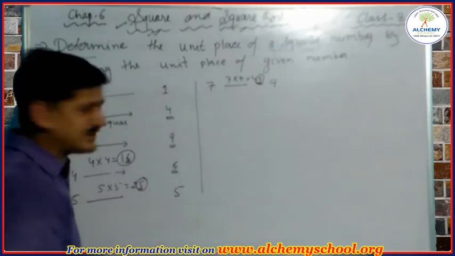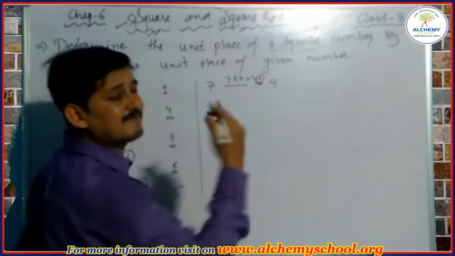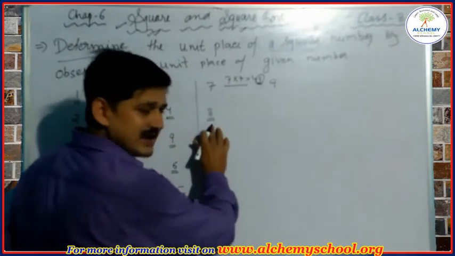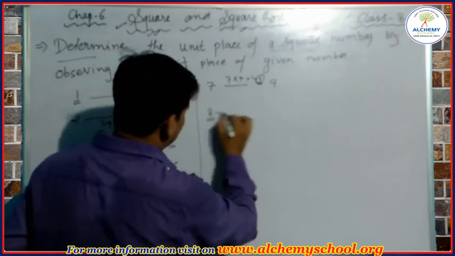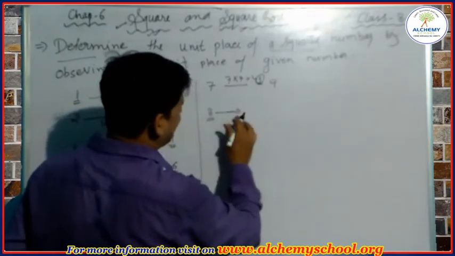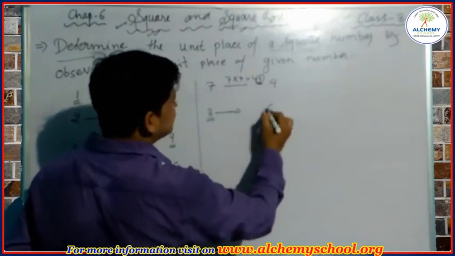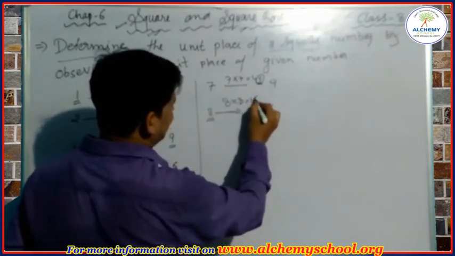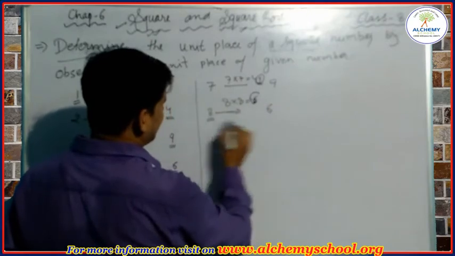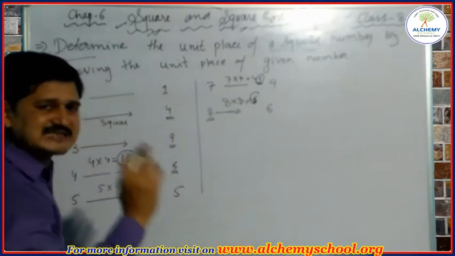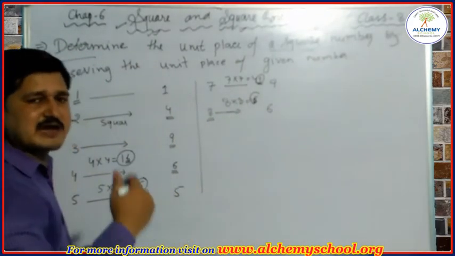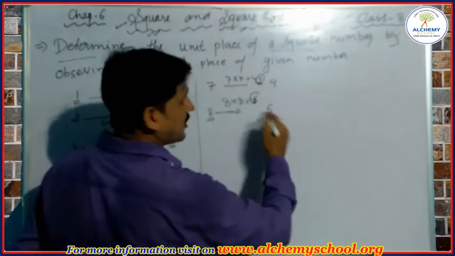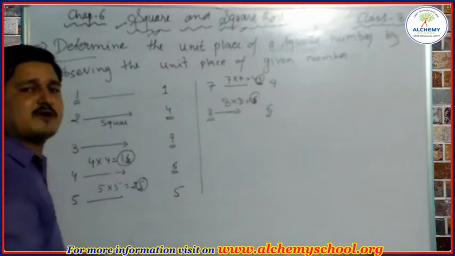The same thing is applicable for number 8. It means if we have a number which has 8 on unit place, when we find the square of that number, we'll get 6, because 8 into 8 is 64, and on unit place there is 6. So the number which has 8 on unit place, when we find its square, we'll get 6 on unit place of the square of that number.